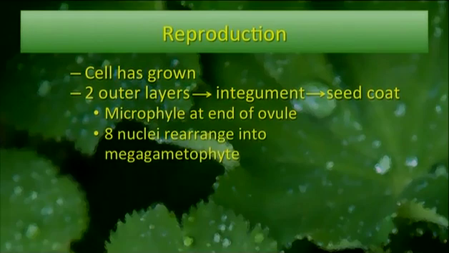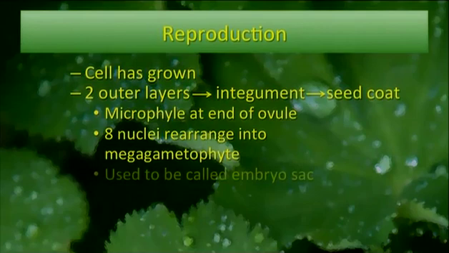And these 8 nuclei that we were talking about rearrange themselves into what we call the megagametophyte. That's just the female gametophyte. 8 nuclei rearrange into the megagametophyte. We'll see that in a minute. So this megagametophyte used to be called the embryo sac. I guess they no longer call it that, even though sometimes I still call it that myself.